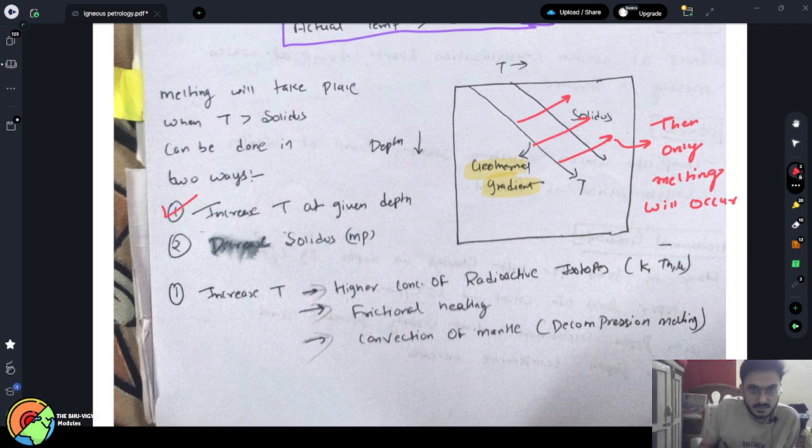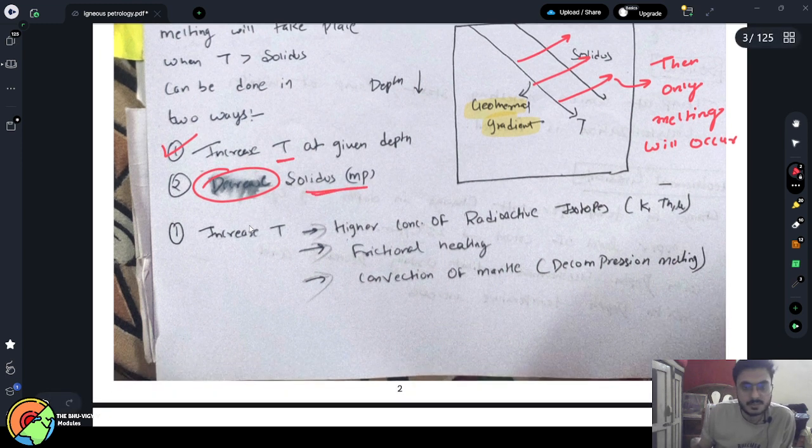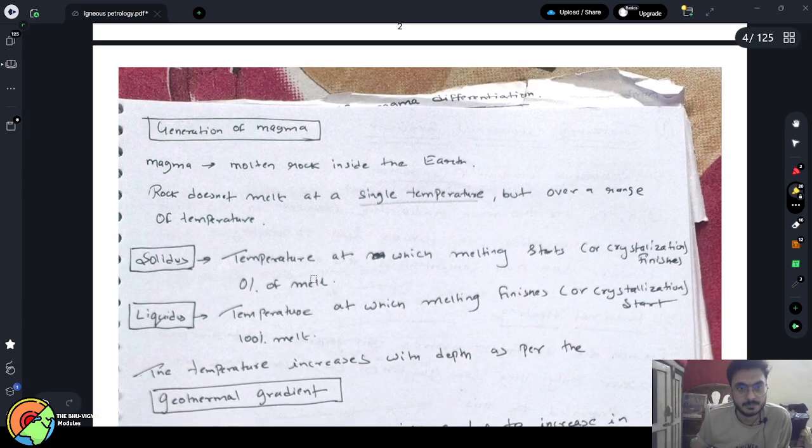If you increase the geothermal temperature at a given depth, or if we decrease the solidus temperature, the solidus melting point, these are the two reasons. So how can you increase the geothermal gradient? First is the presence of radioactive isotopes like potassium, thorium, uranium, or due to frictional heating, or due to convection of the mantle or decompression melting. Now we will see all this in detail.